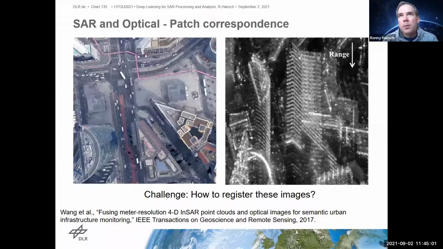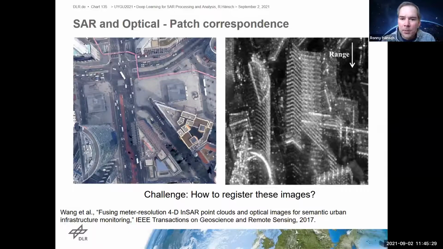But the problem with this is it's a nice first step. It tells you whether two patches show the same scene or not. But this is only the first step. The next step would be to finally align those images. You might have a small offset between those patches. And this fine registration is even harder than the task before, because here we really want to know the transformation that is necessary to align that.